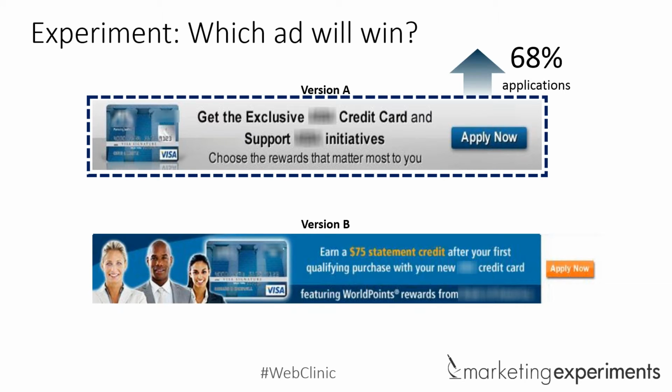Actually, everyone, it was A. A had a 68% validated lift in applications. You see that, can someone tell me what A is focusing on? What is the difference, the key differentiating factor between A and B here? See the Apply Now button, the button CTA.